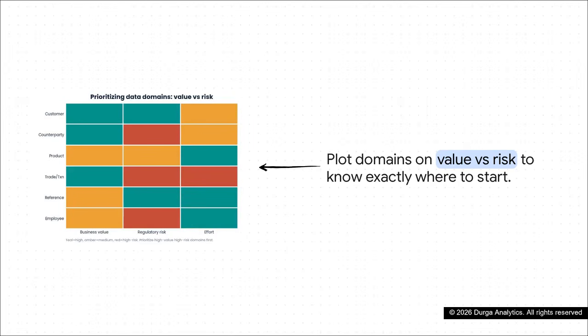When we prioritize domains, we plot them against business value, regulatory risk, and effort. If you look at domains like counterparty and trade or transaction data, especially in a bank or trading firm, these plot incredibly high on both business value and regulatory risk. Customer data is right up there too, whereas employee or reference data might have varying degrees of value or risk depending on the firm. Using a visual framework like this turns subjective, emotional arguments into a purely objective strategy.